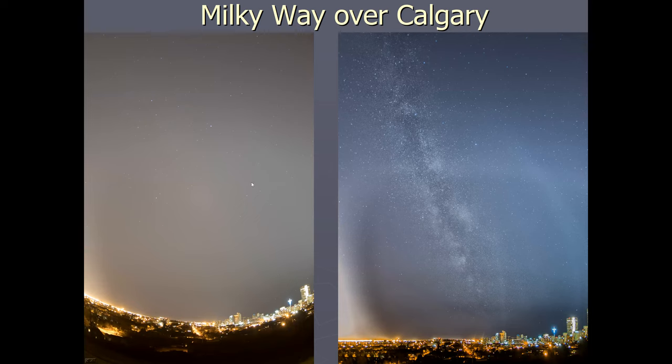But remember our good friend, the Summer Triangle: Vega, Altair, and Deneb. So when I see these three stars, I know that the Milky Way goes across like this all the way down. And after some processing, I got my Milky Way over Calgary, and I'm proud of myself.